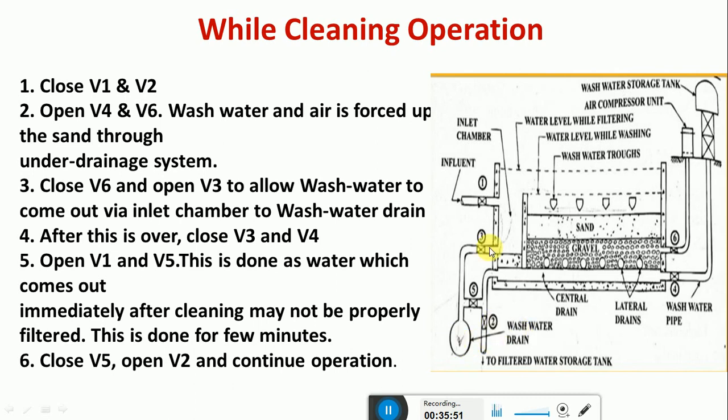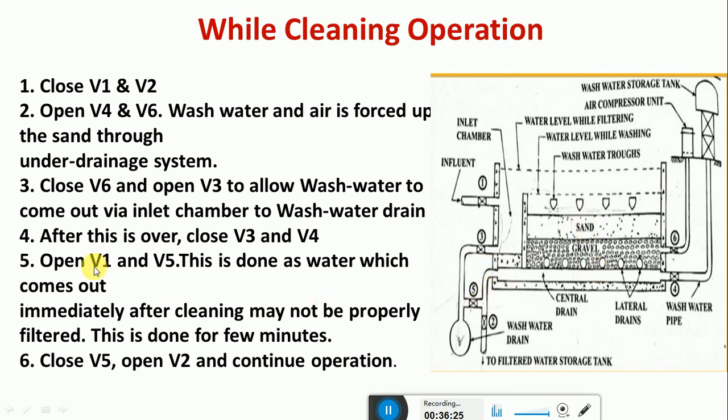After this is over, the valves V3 and V4 are closed. That means the backwash water valve and the wash water collection valve will be closed. Then we will open valves V1 and V5. So this V1 is open, and we will also open the valve V5, so that the wash water should be collected.